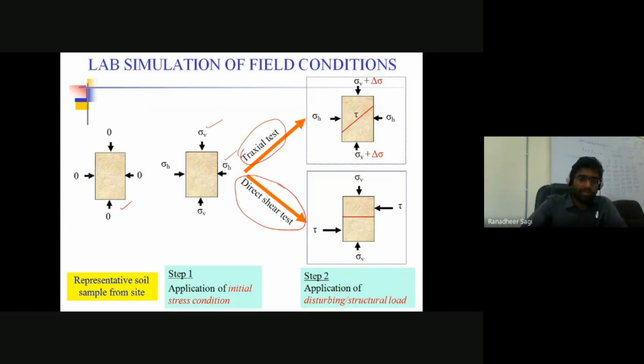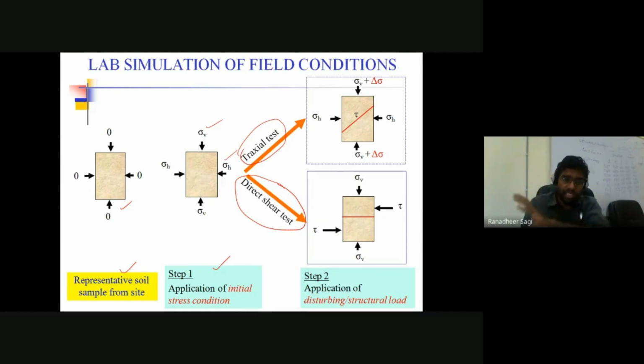So what we do is, first we take the representative soil sample from the site for which I want to determine the c and phi parameters. Then the first step is to simulate the same field condition in the lab. Simulating the same field condition in the lab means, I might have taken the soil sample from a certain depth below the ground.